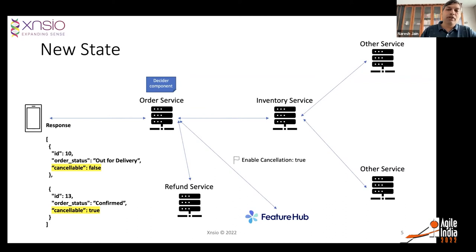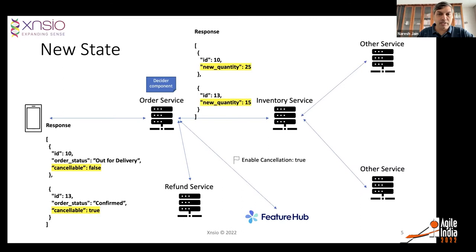And till that point, you would have cancelable as false. So everything works as before. Only when, let's say, the refund service is available, you will then go and turn on this cancelable flag. And that is what will enable the changes also in the inventory service and so forth.